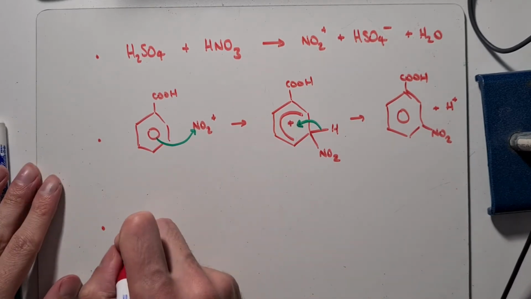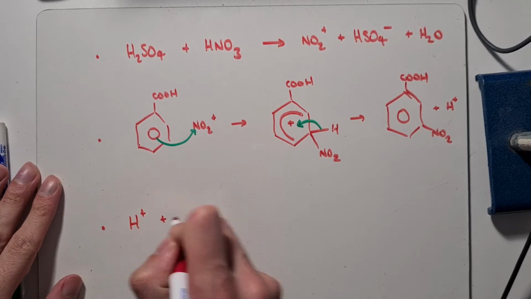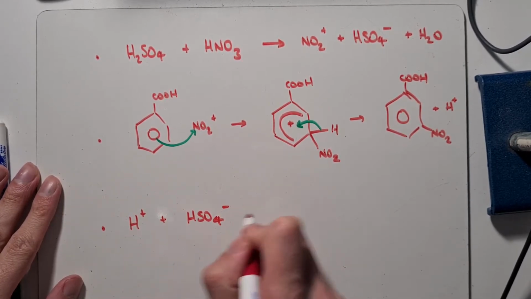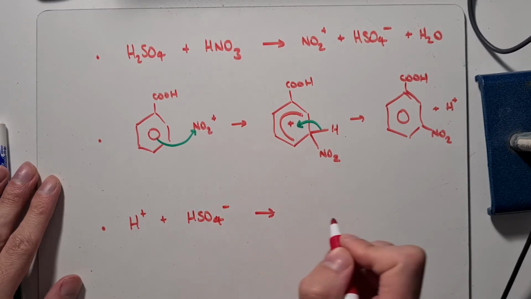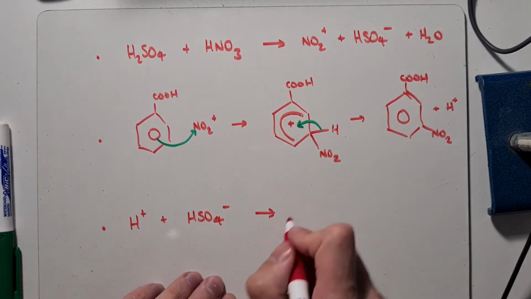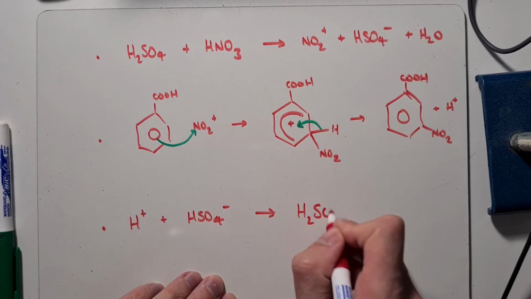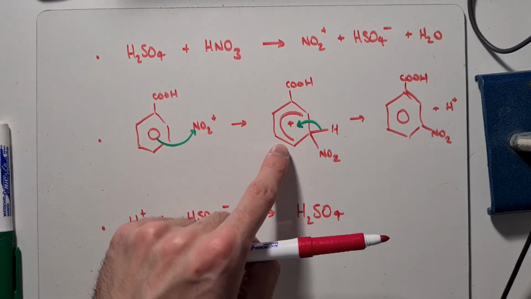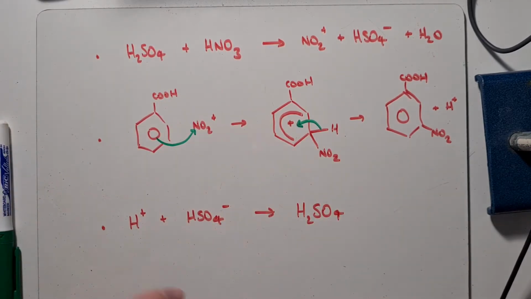In step 3, that H+ is going to join with the HSO4 minus to form back our H2SO4, and so we reform our catalyst. So 1 mark, 1 mark, 1 mark, 1 mark, 1 mark.